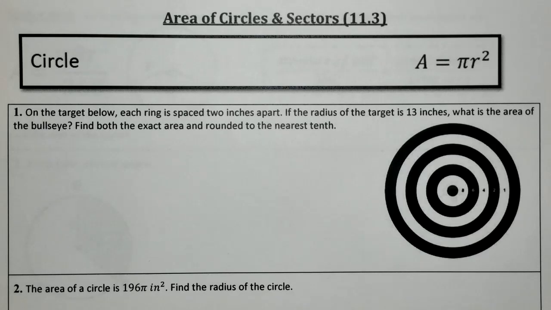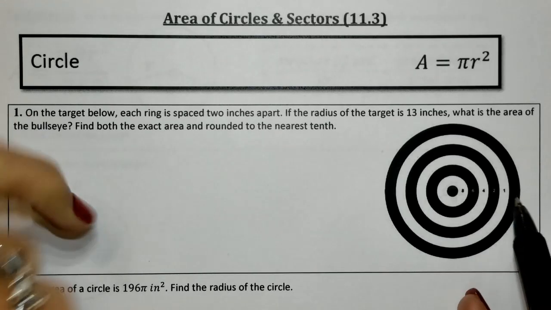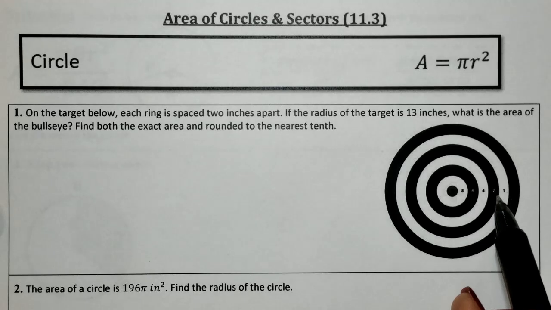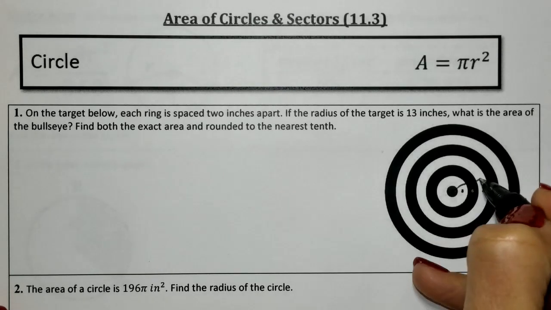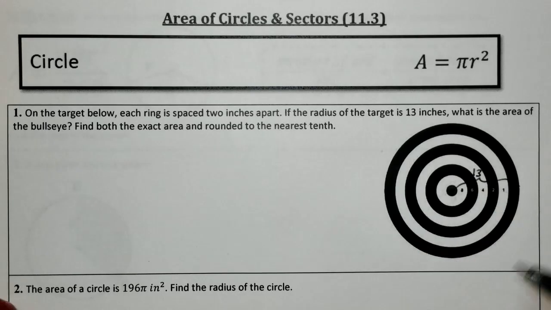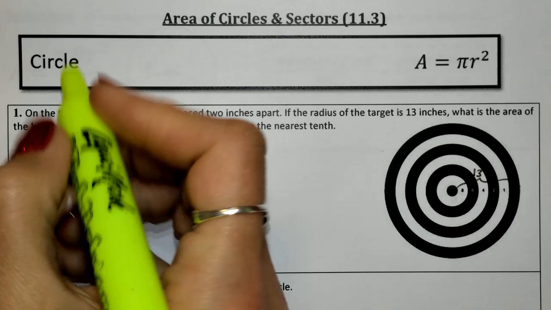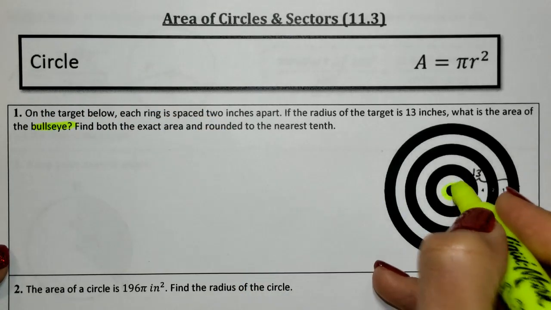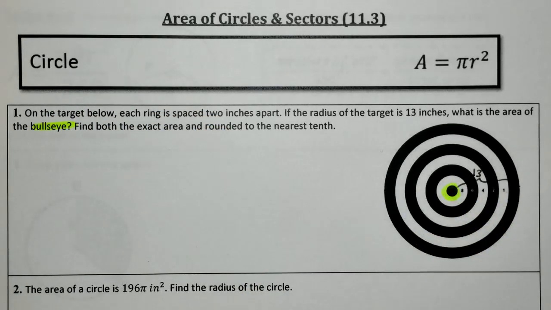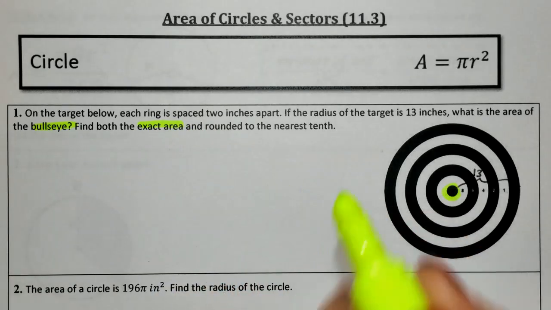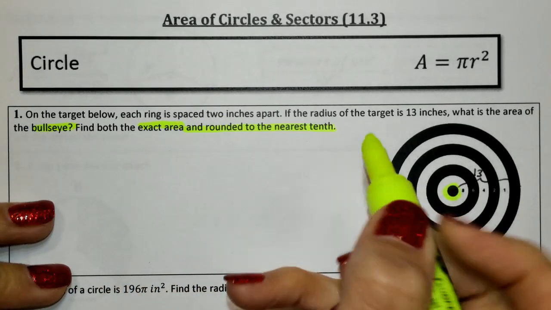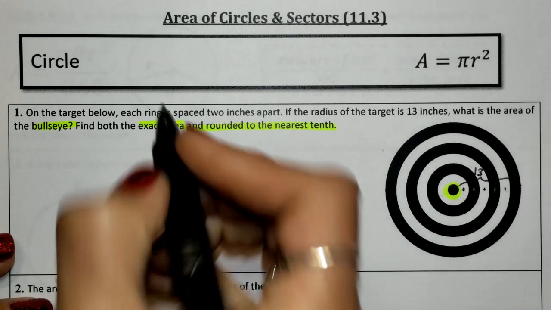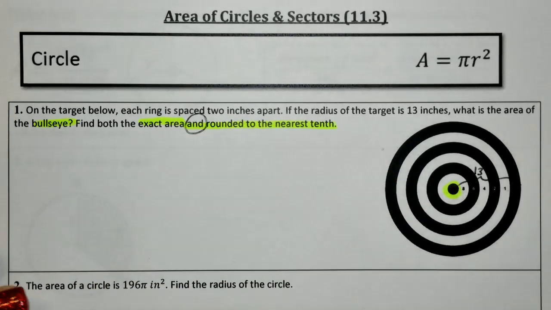On this target, each ring is spaced 2 inches apart. Okay, so each black area is 2 and each white area is 2 inches. The radius of the entire target is going to be 13. We will not be using that because they want to know what the area is of just the bullseye, right? We are going to find both exact area, which is also known as in terms of pi. We want the pi symbol in that, as well as the nearest tenth. Okay, so see that we're going to have 2 answers for this problem.